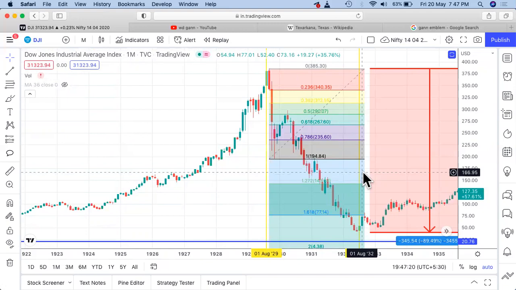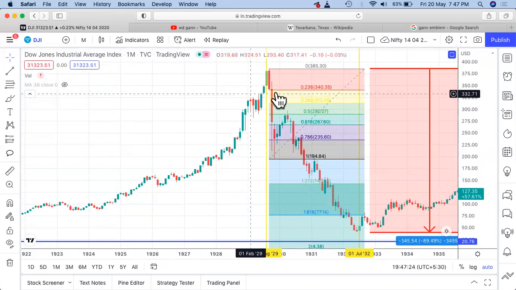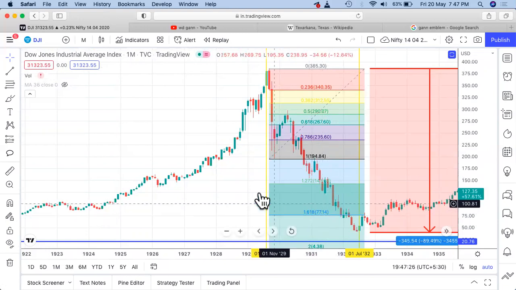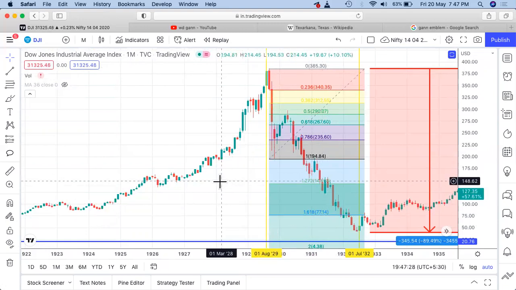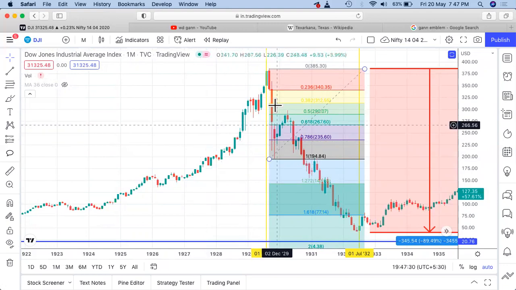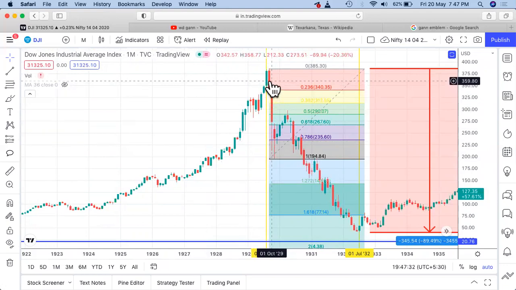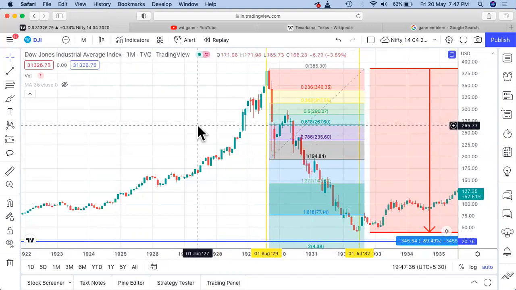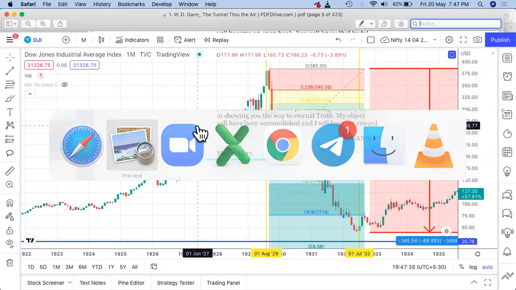So you can say that this is a coincidence, or probably Gyan knew about this fall which was going to come. That's why he wrote this book somewhere around 1927 when the market was going up, and he predicted that there would be a huge fall. Just a coincidence to talk about and discuss.